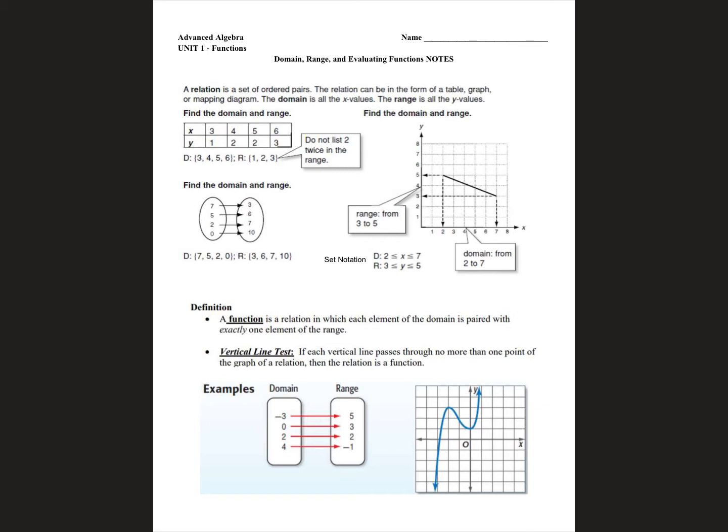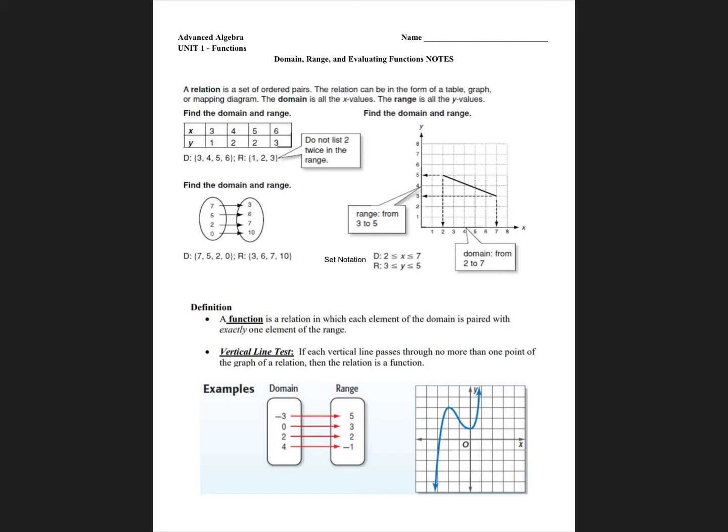So if I ask you to plot the point (5, 2), I'm going to go along the x-axis to the right 5 and up the y-axis 2. Ordered pair (5, 2). That is a relation. Now, the relation can be represented in the form of a table, a graph, or even a mapping diagram. All three of these forms have been represented below.